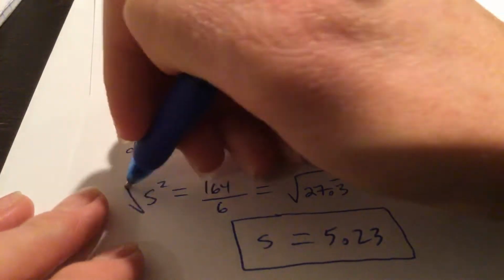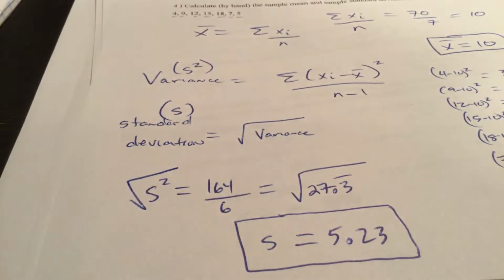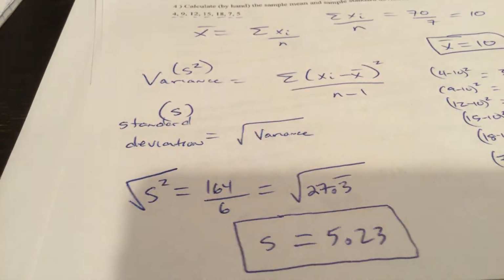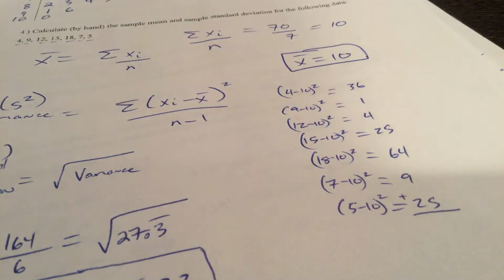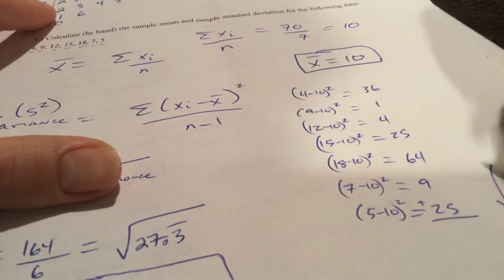And your sample standard deviation is 5.23. The mean is 10. All right. That one is definitely on there. Anything I do has a good chance of being on your final.